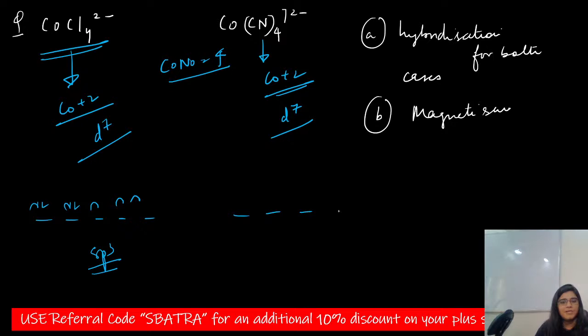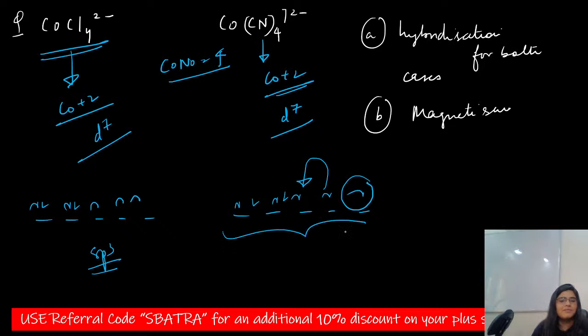In this particular case, pairing is actually possible. So 1, 2, 3, 4, 5, 6, 7. This pairing is possible, and now you will be left with one electron. This way you'll get a dsp2 type of configuration. This one is paramagnetic, and this one is also a paramagnetic compound. Great.